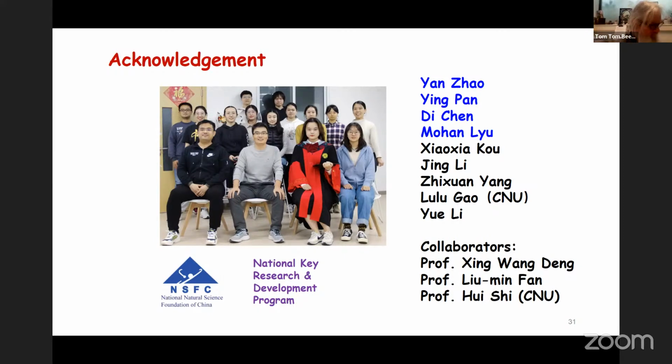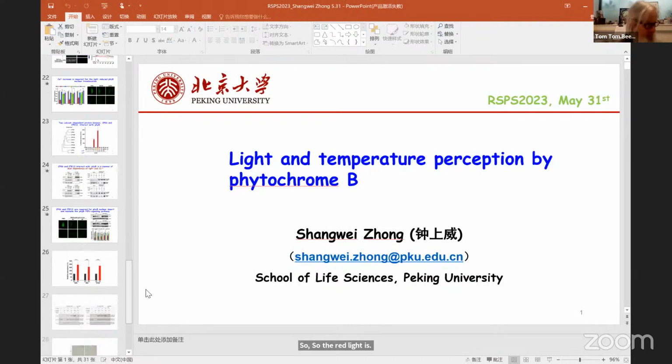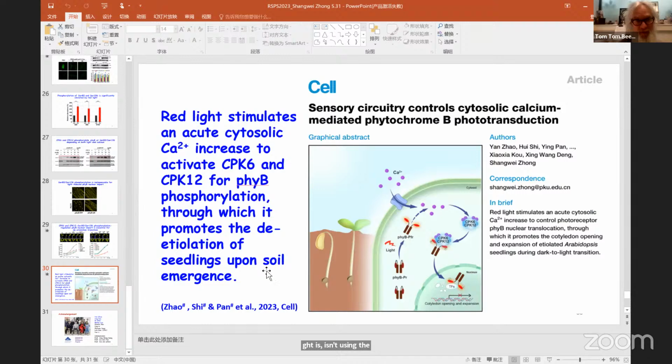So everything starts with the calcium increase in your story. So the red light is inducing the calcium increase. I guess this is phytochrome B dependent. And secondly, where does the calcium come from? Is it from the apoplast, or is it released from the ER? Is it known which kind of calcium channels are involved in this calcium increase in the cytoplasm?